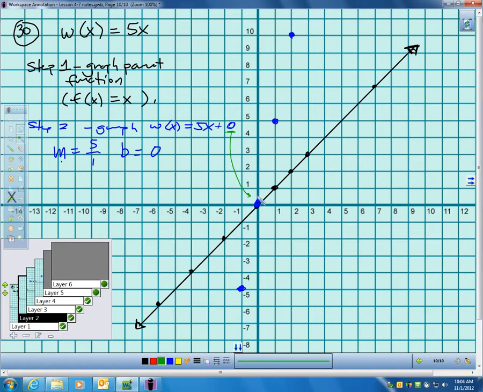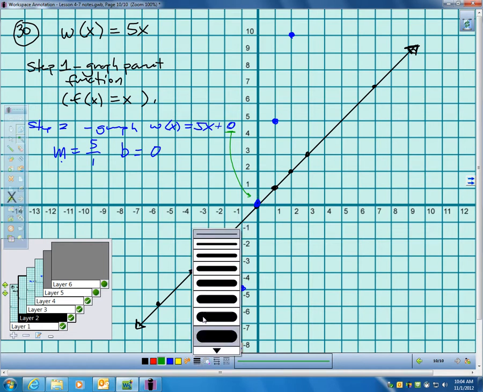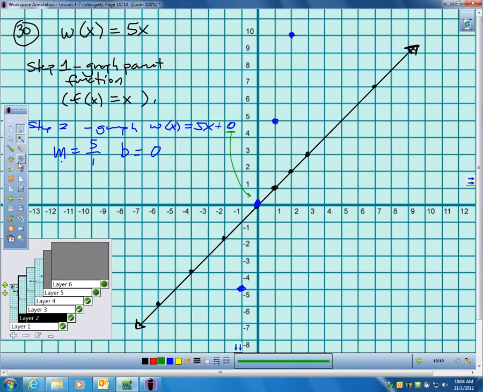That means I'm going up. Let me sketch that so you can see it clearly. So when I sketch this, I'm rising 5 and I'm running 1. Or I guess I could think of it as falling 5 and going left 1. You can see I have 3 points in blue. Let's draw the line through those.